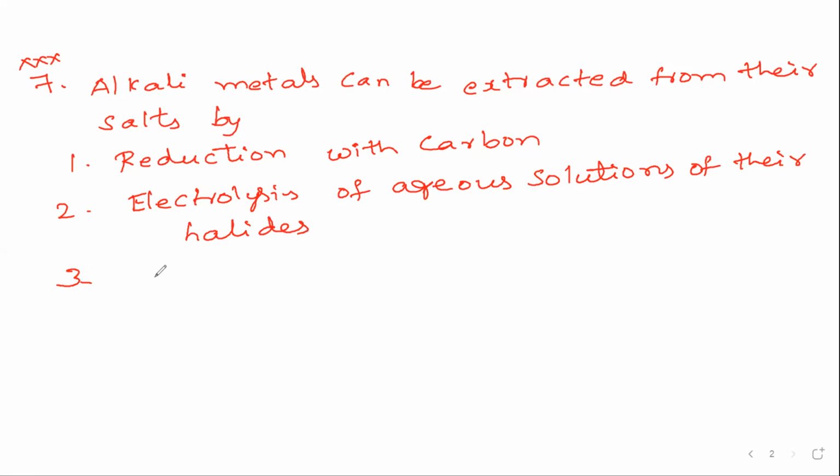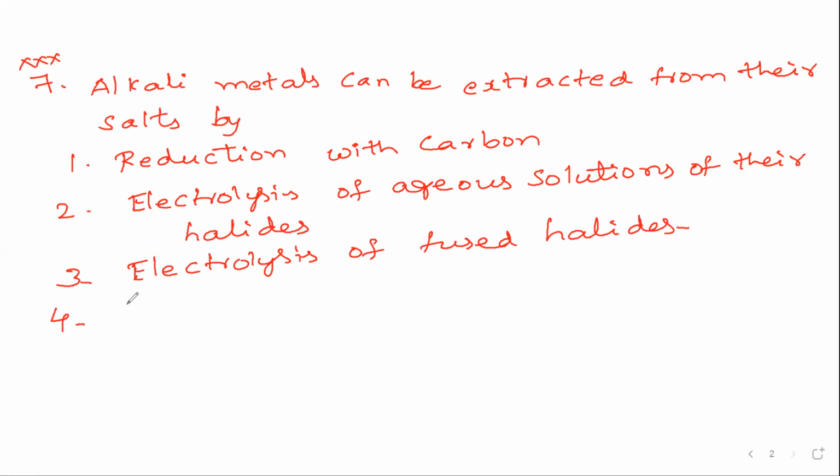Next, third option, electrolysis of fused halides. Very, very important. Fused means without water. And fourth option is reduction with aluminium. So in what way can we extract alkali metals from their salts? These are the 4 methods. This is a very, very important question, children.